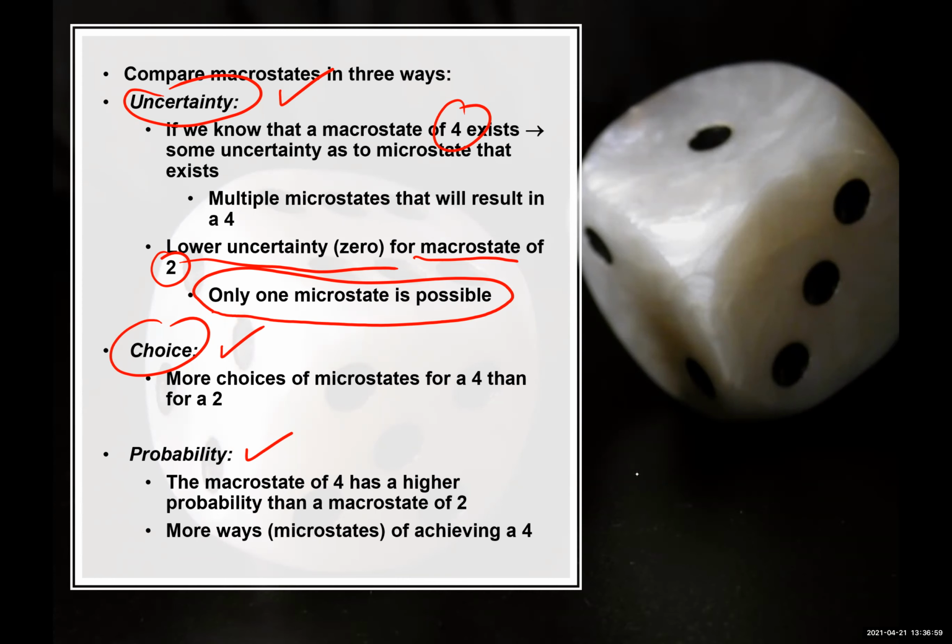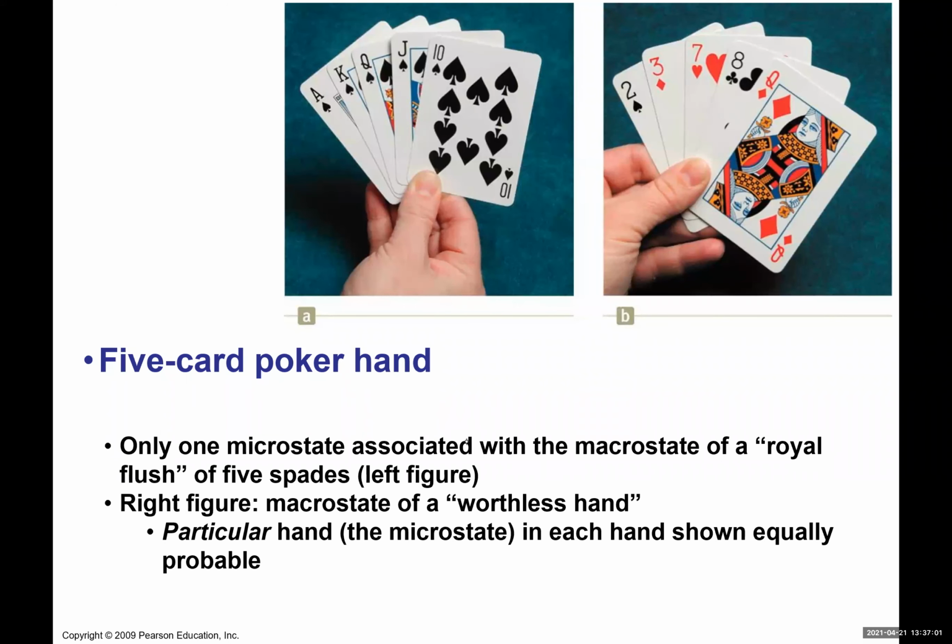Here's another example. We have a 5-card poker hand. So you have two macro states. One of them is a worthless hand, the other one is a royal flush, or 5 spades. So here's the royal flush, and this is some kind of worthless hand, which means just pretty much anything.